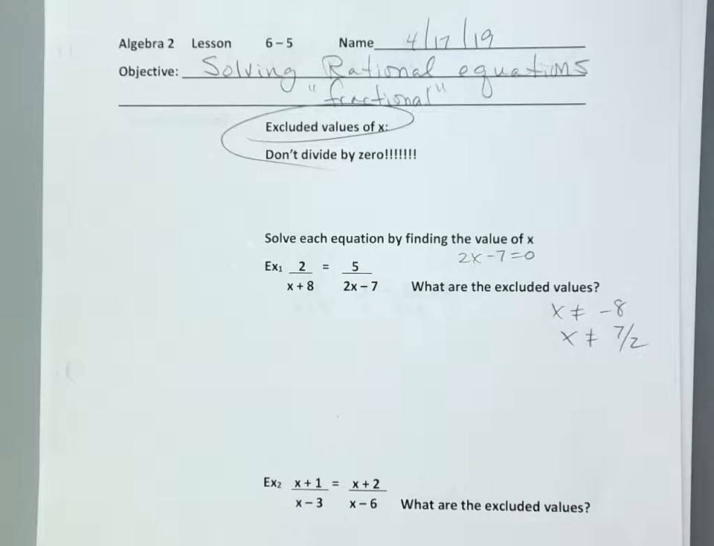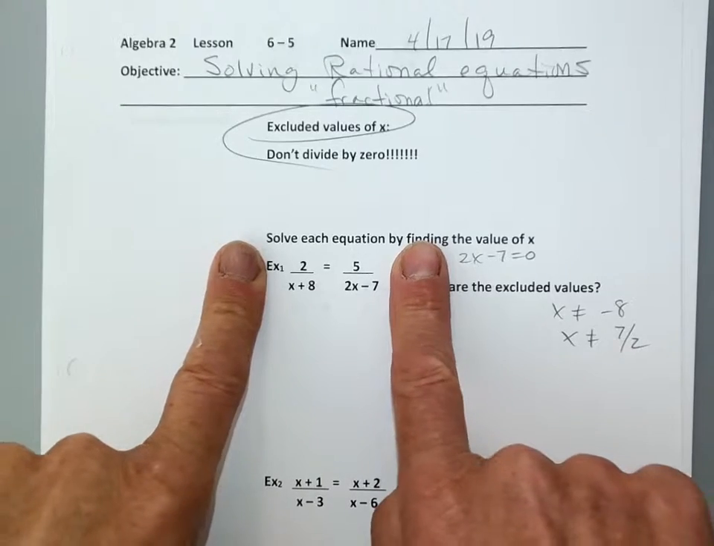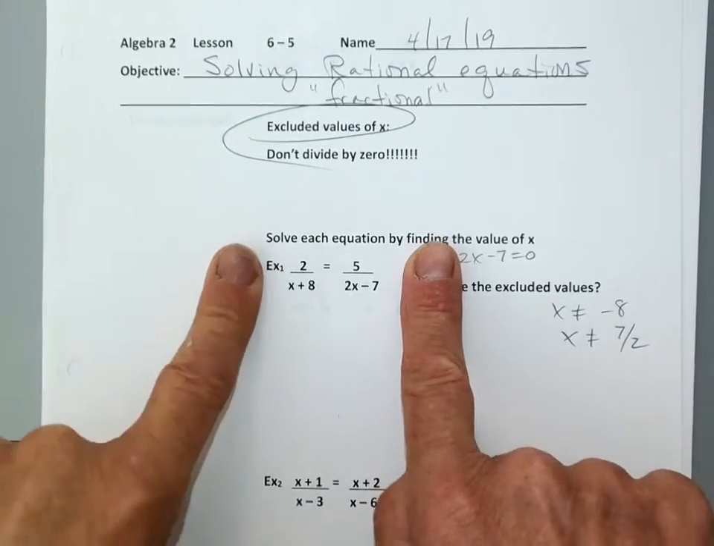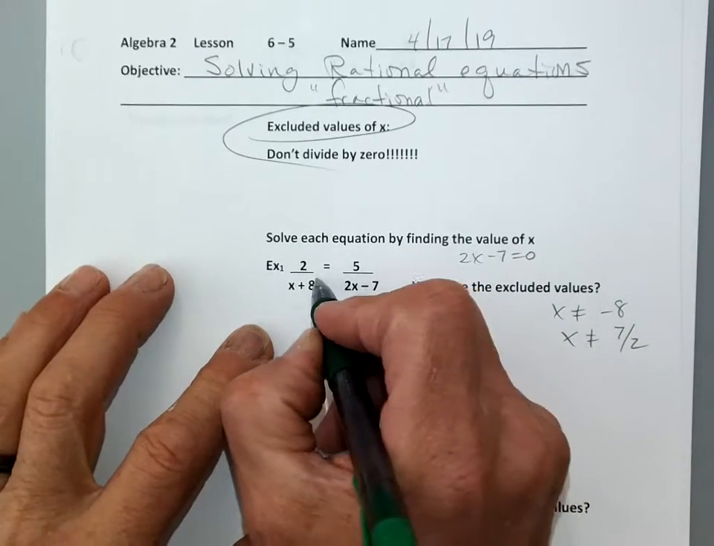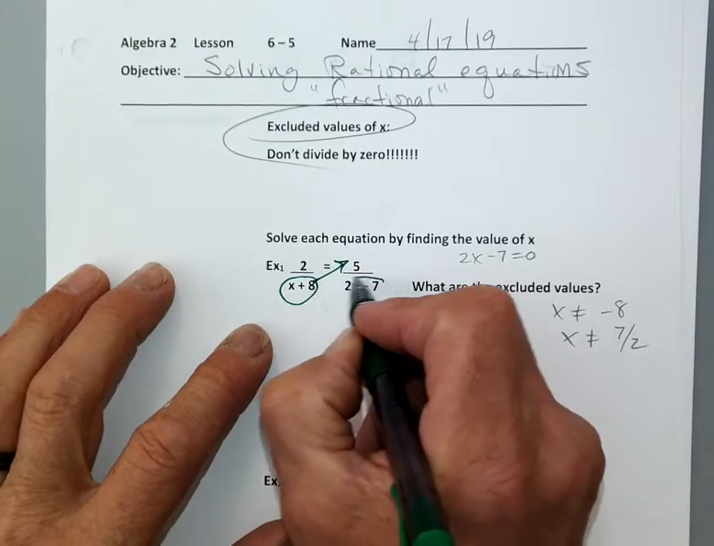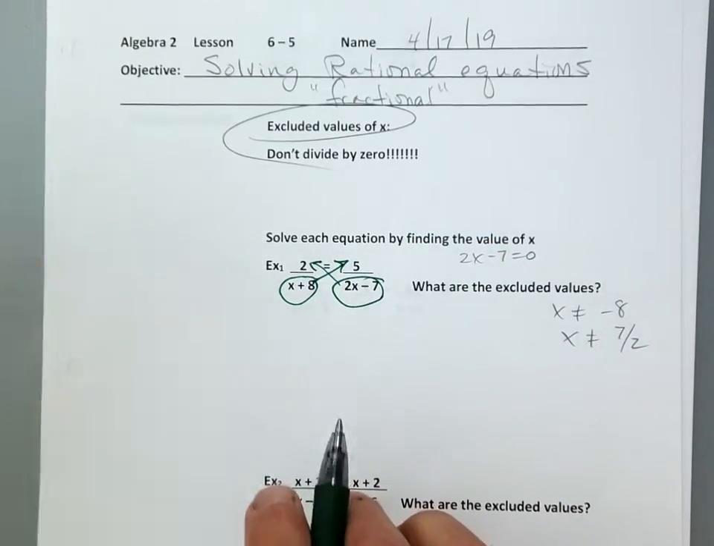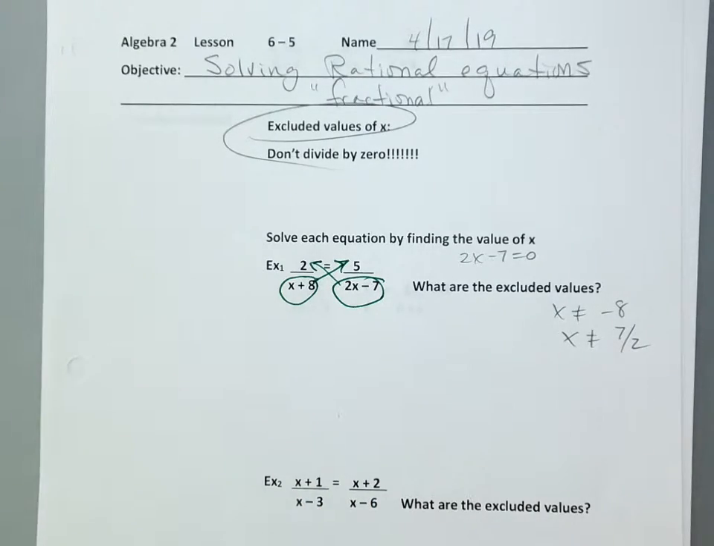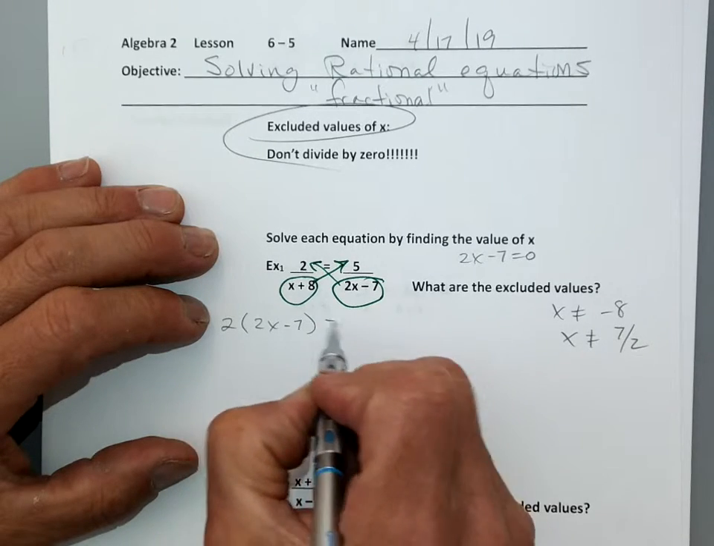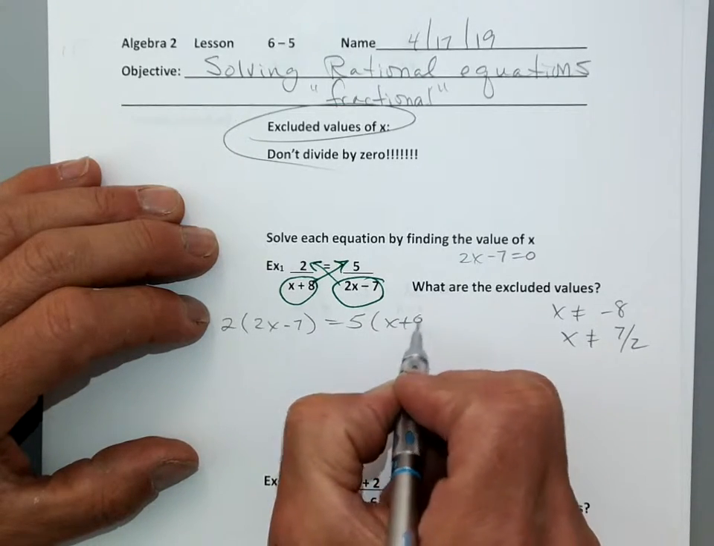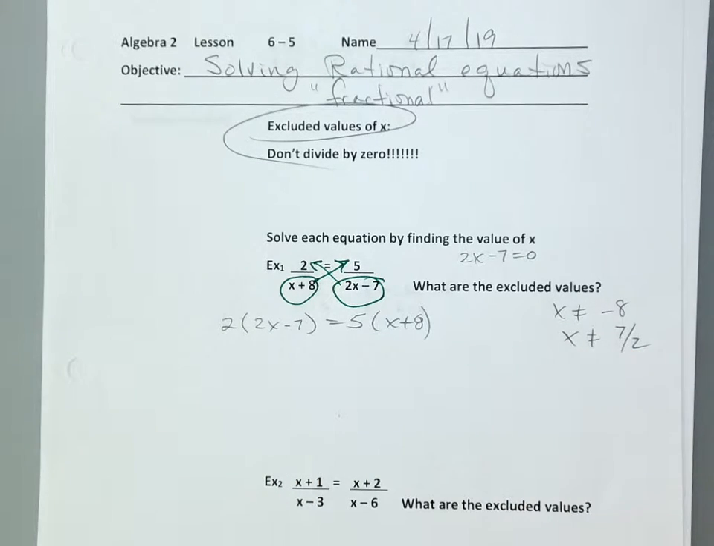Okay, so these are the easy ones. If you ever get a fraction equal to a fraction, you just cross multiply. The reason that works is that if I multiply both sides by 2x minus 7, it just cancels out, and if I multiply both sides by x plus 8, it cancels out too. So the easiest way is to cross multiply. I'm going to have 2 times my 2x minus 7 equals 5 times my x plus 8. When you cross multiply, you're just bringing the denominators up.